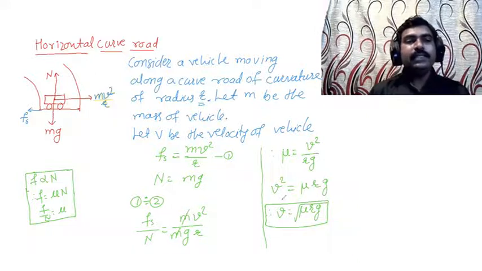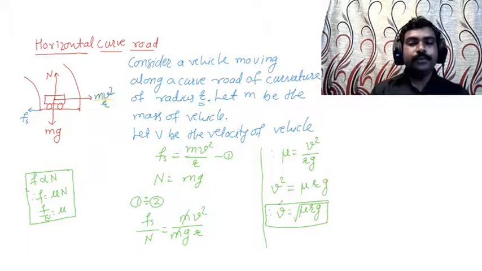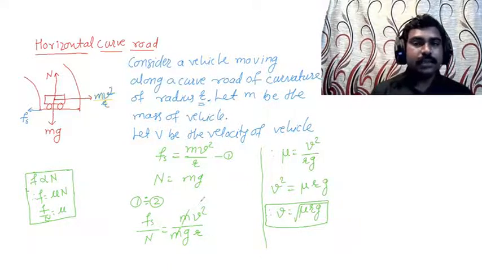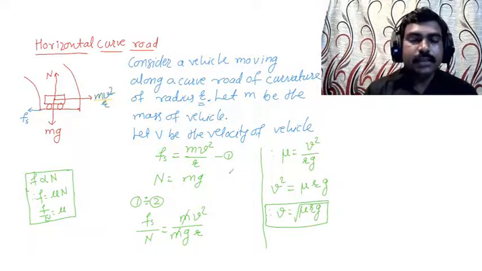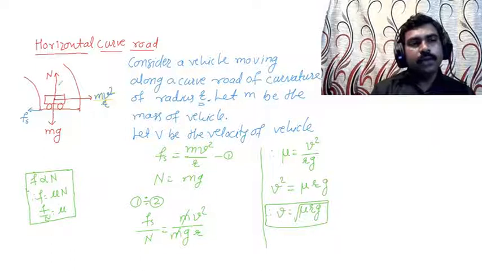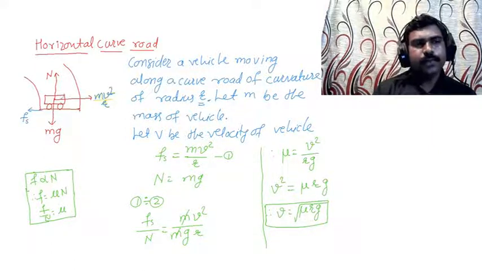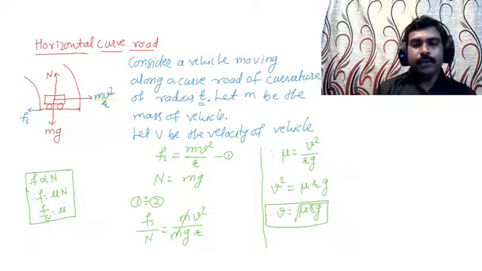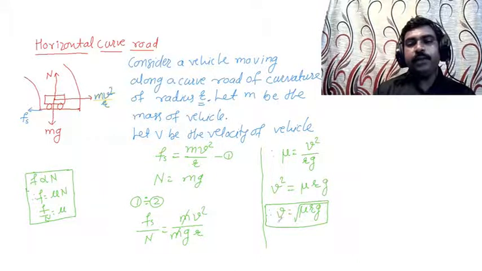Then the vehicle skids, which means it is thrown off the road. That is called skidding. So what is meant by skidding? When a fast moving vehicle comes on this road, it is thrown off the road. That process is called skidding. So you have to keep in mind that you must not exceed this speed limit.